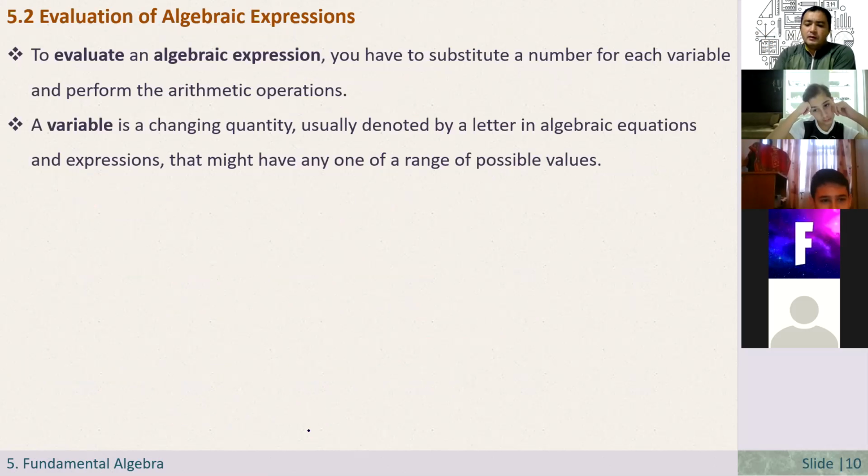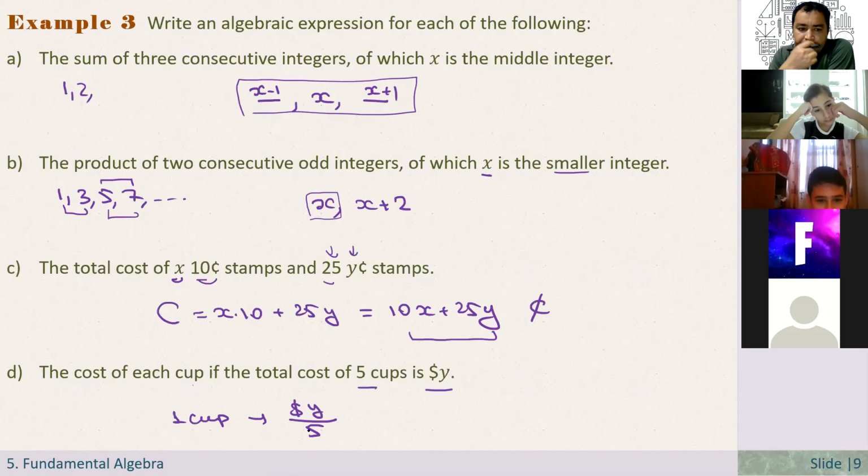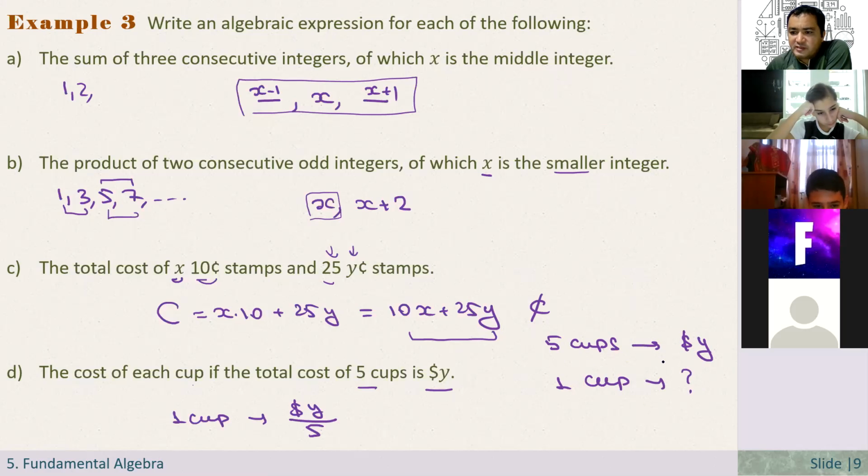Wait, Mr., I didn't understand question D that you just explained. Here, we are paying for 5 cups, okay? So you are paying y dollars. The question is, how about for 1 cup? How much do you pay? Oh, okay. So you should divide both sides by 5, right? So for 1 cup it is y over 5.